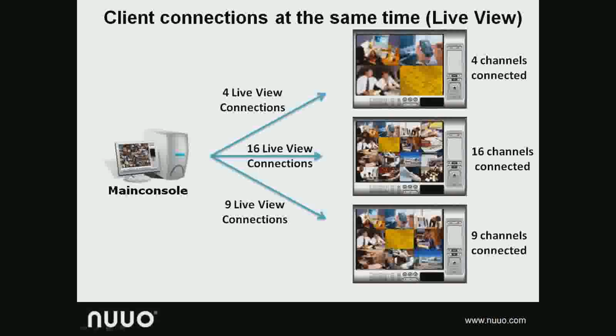So there are 3 remote sites, and they will consume 4 plus 16 plus 9 connections. So the total is 29 connections. And the main console server can still output 99 live view connections to other client sides.